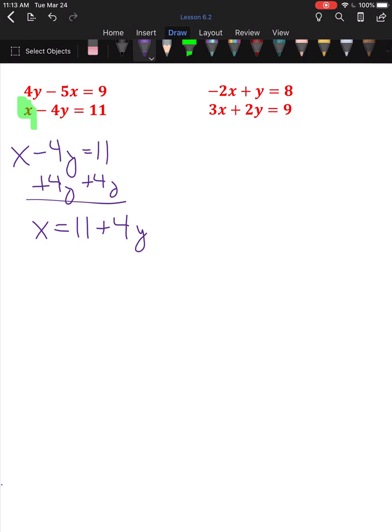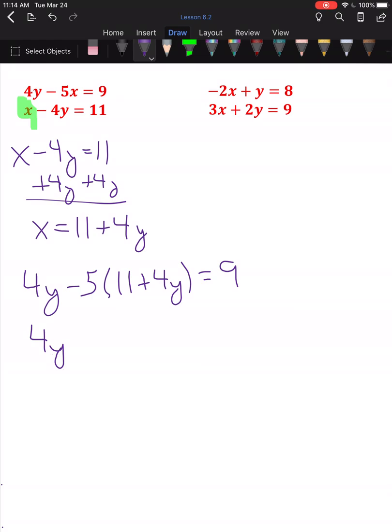I now plug this back into the first equation. So 4y minus 5x. Well, x is 11 plus 4y for us right now. And that whole thing is equal to 9. Distribute. So 4y stays 4y. Negative 5 times 11 is negative 55. Negative 5 times positive 4y is negative 20y. That equals 9.